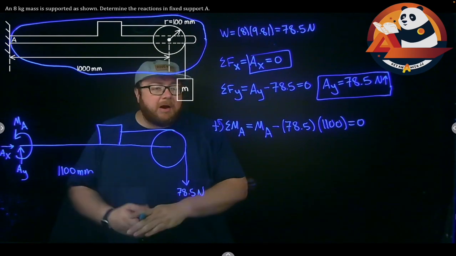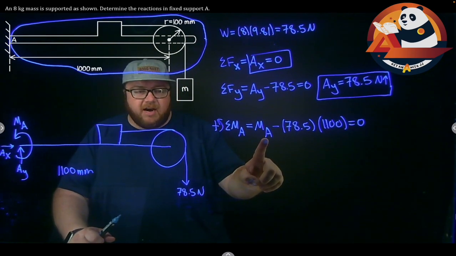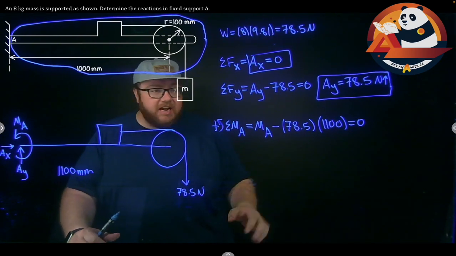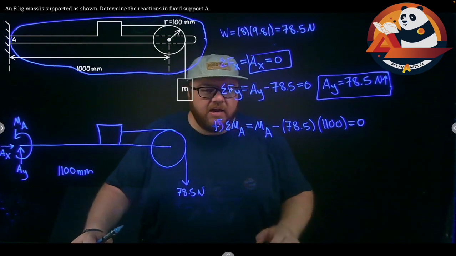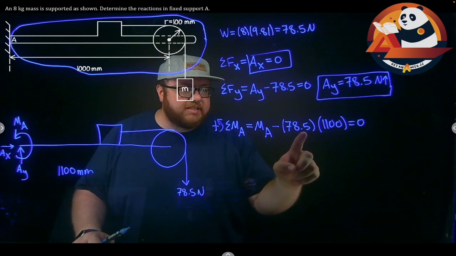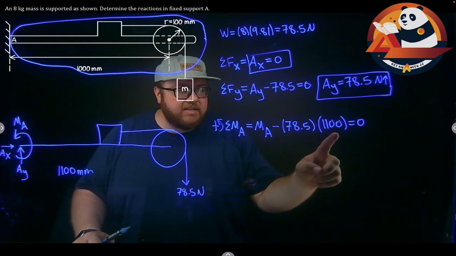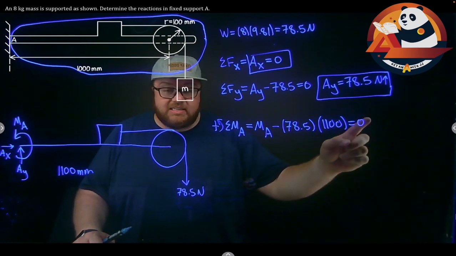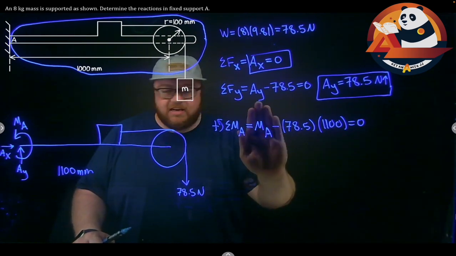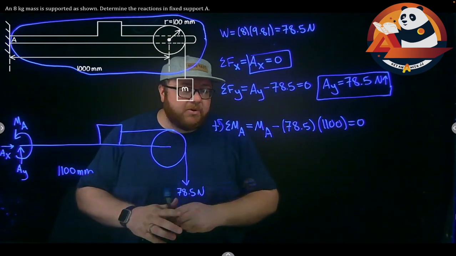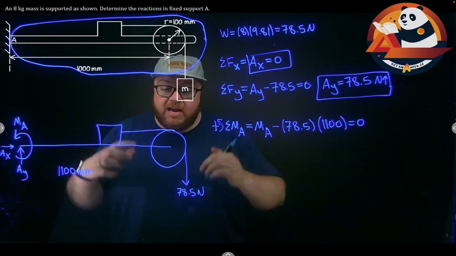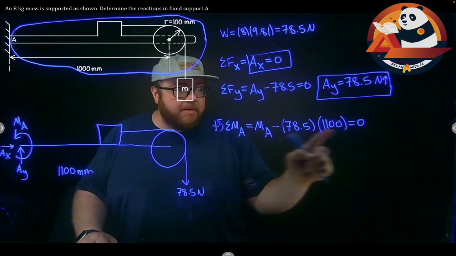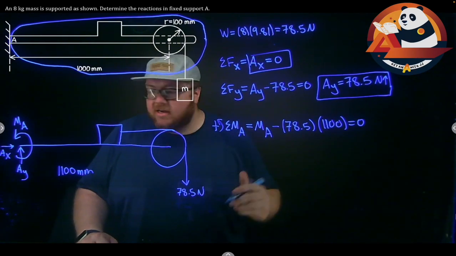It's a super common mistake for people to leave this MA off. That has to be a variable in here. If we think of this just conceptually, if we ignore MA on that, our sum of our moments at A is negative 78.5 times 1,100. 78.5 times 1,100 is not 0. You have a mathematically pointless equation if you leave MA off of that. It has to be included in there. That is what we're solving for. Our sum is 0. MA is not.